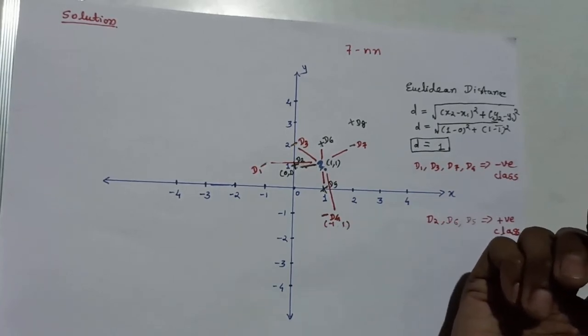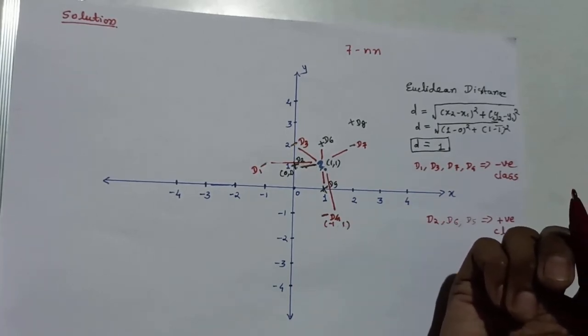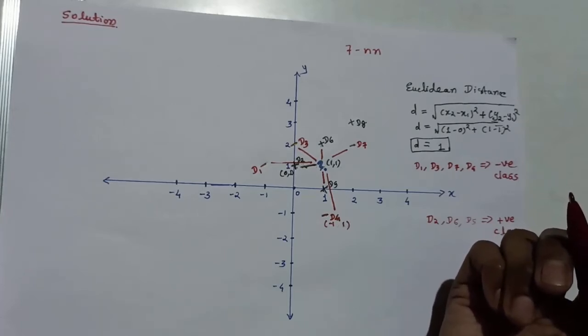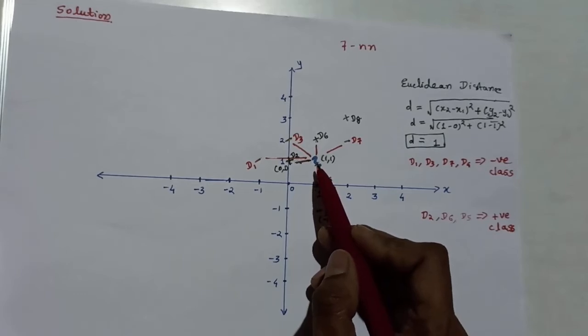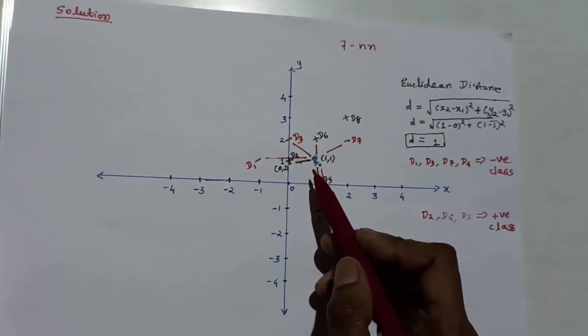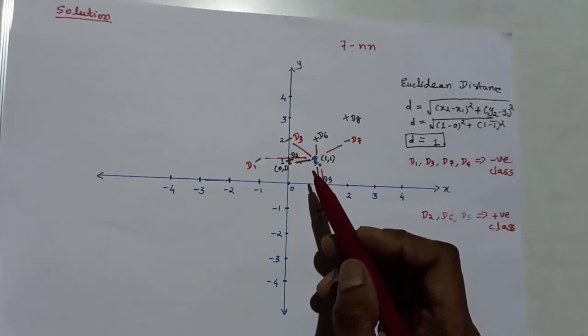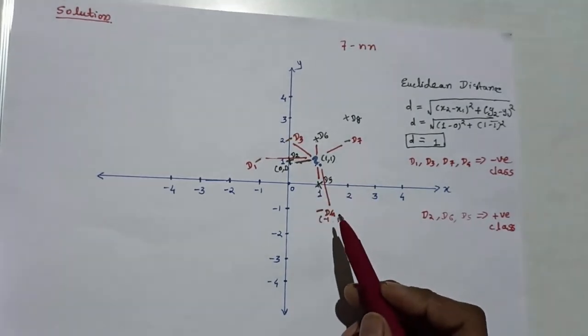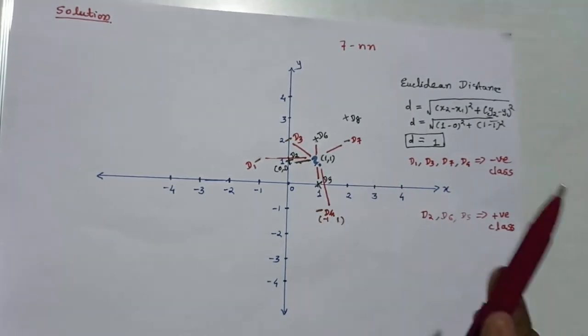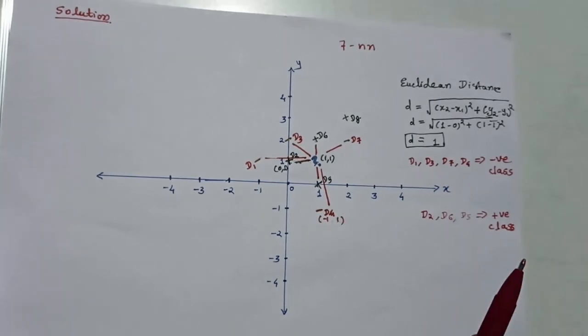So this is how we can solve the numerical based on k nearest neighbor and predict the class of the test data point. One thing you have to remember is that when the numerical is asked in the examination, at the most they can ask up to 7 nearest neighbors. More than that they cannot ask, because we are doing the calculations manually and there is a time limitation in the examination.